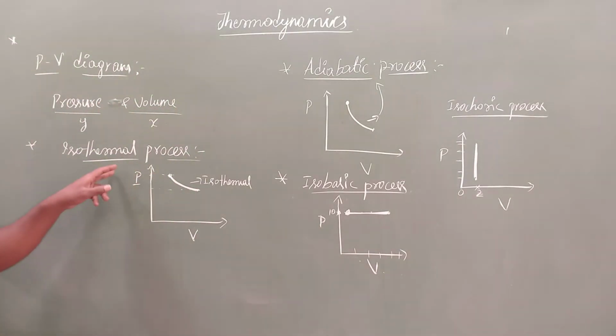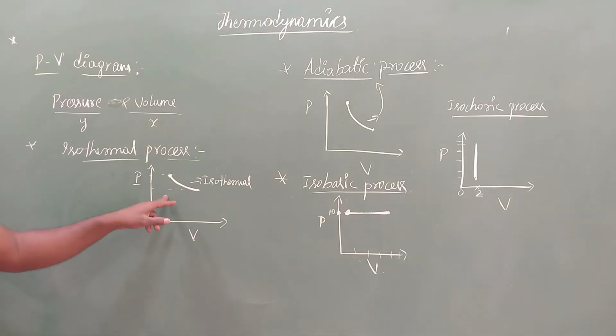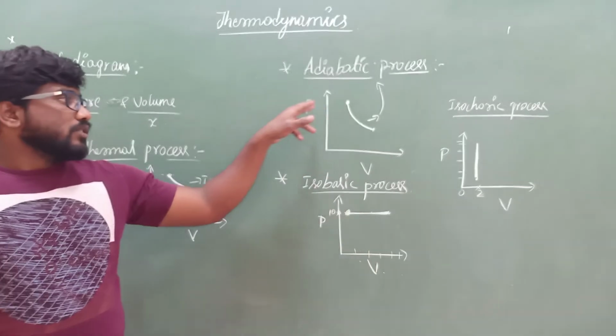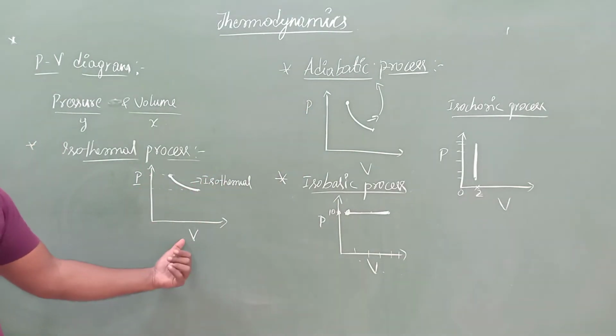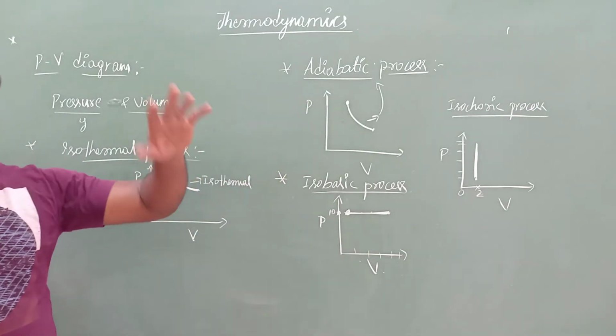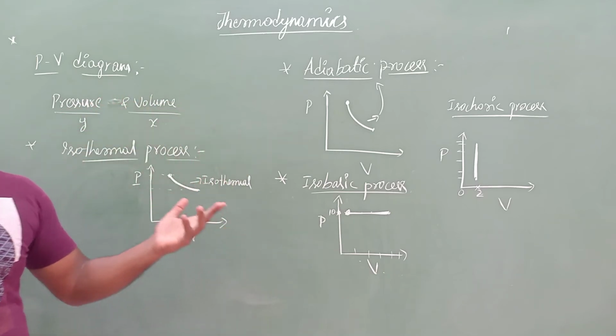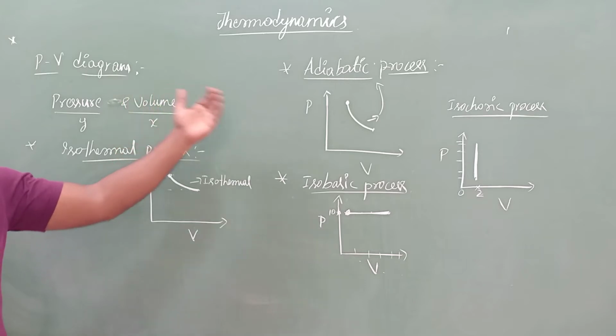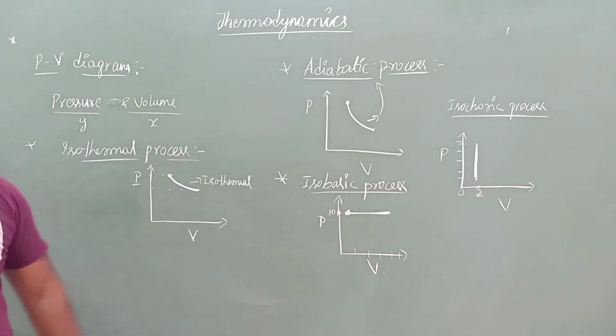Okay, in the case of an isothermal process, you will get a graph like this. Adiabatic is a little steeper because here P is inversely proportional to V. Here also, you just have to imagine a system. When you compress or when you expand, there is a proportional change in the value.